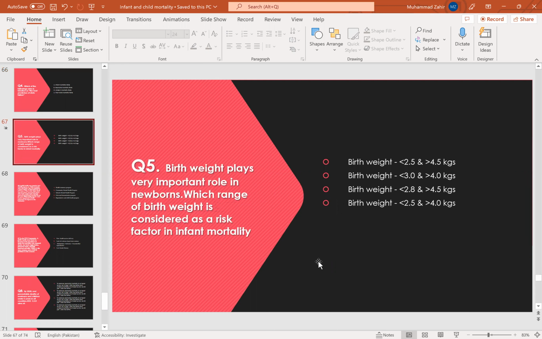Birth weight plays a very important role in the newborn. Which range of the birth weight is considered as a risk factor in infant mortality? Different options: less than 2.5 and more than 4.5 kg, birth weight less than 3 or more than 4, less than 2.8 and more than 4.5, or birth weight less than 2.5 and more than 4 kgs. A. No, D is the correct answer because this is the weight which is at high risk. Sorry, you are right, A is the correct answer because a birth weight below 2,500 grams and more than 4.5 kg is at high risk.